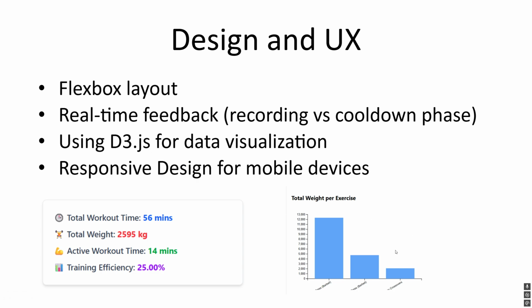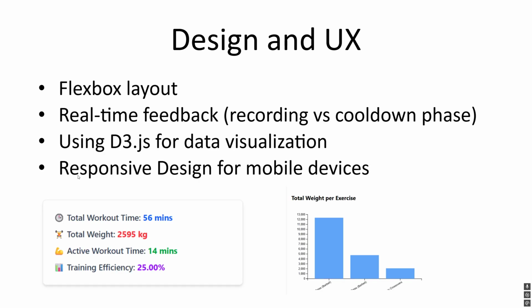As you can see down here, there will be a total workout time, total weight, active workout time, training efficiency, and also I summarize all of the weights based on their category, so that I can have an understanding of which exercise I focused on more, and how I should balance different portions.